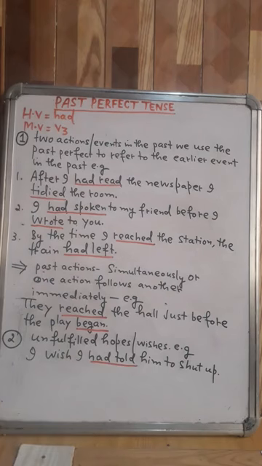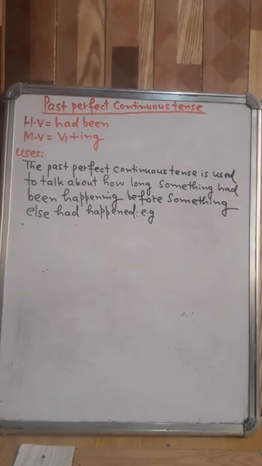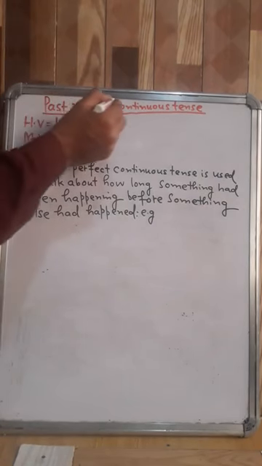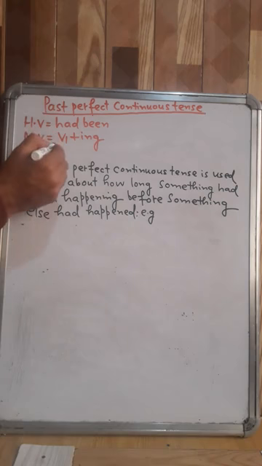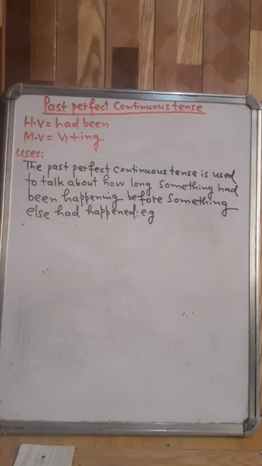Now let us discuss past perfect continuous tense. Past perfect continuous tense is also called past perfect progressive tense. We use the helping verbs had been, and so far as the main verb is concerned, we use the first form of the verb plus ing, or present participle form of the verb.